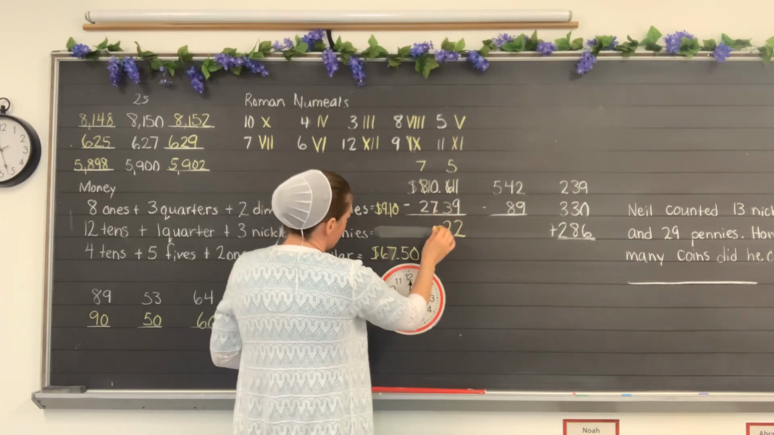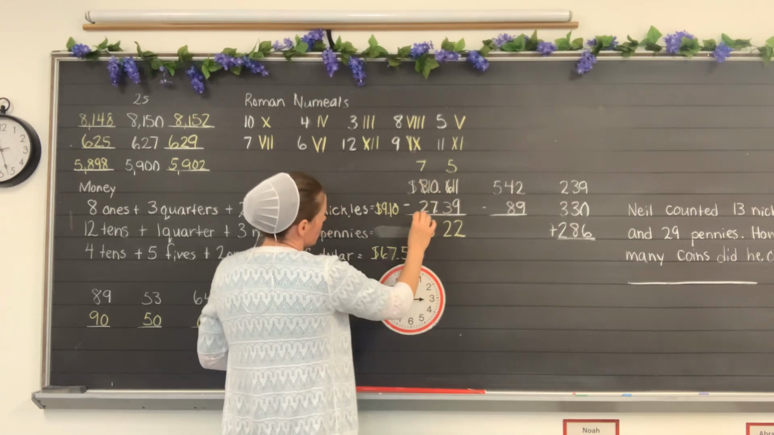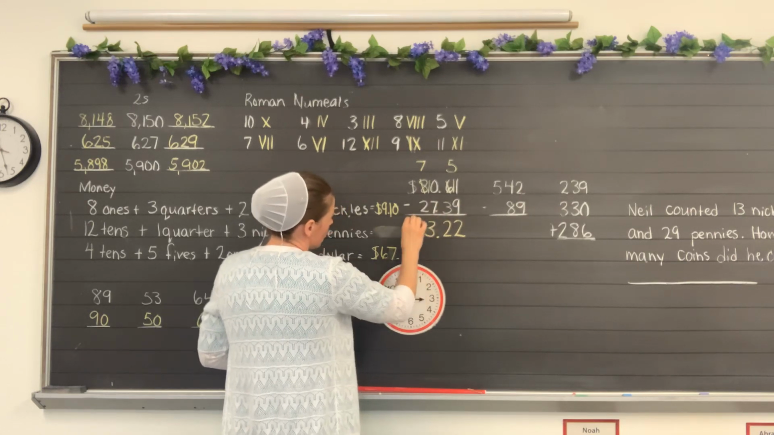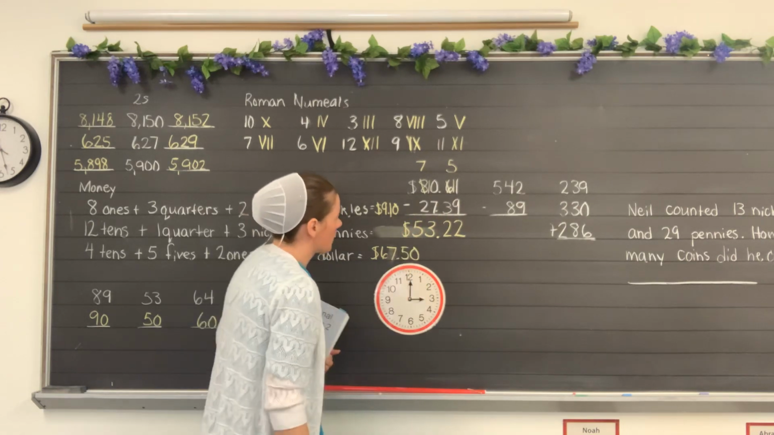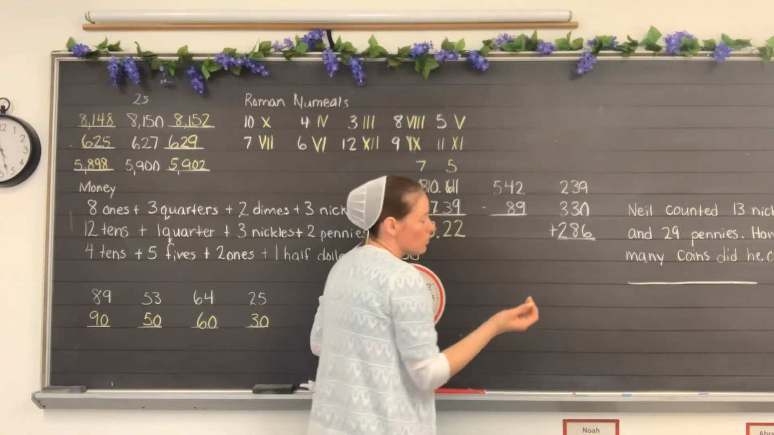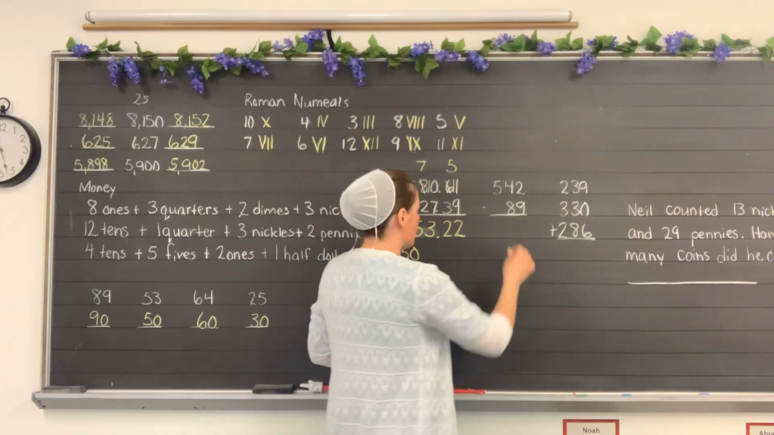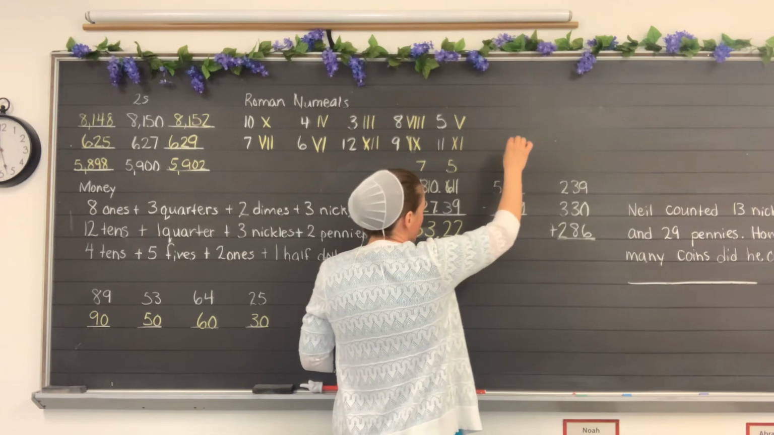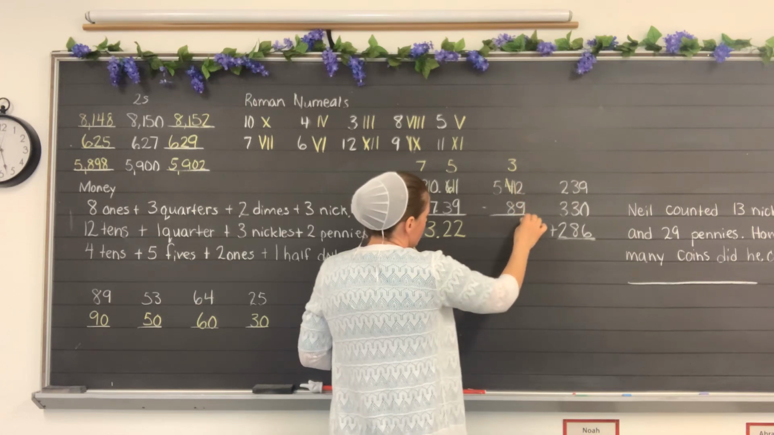10 minus 7 is 3, 7 minus 2 is 5. So we'll put our decimal point in and our dollar sign. Now let's go to this one, 2 minus 9. 2 is less than 9, so we'll need to borrow again. So we'll put a 1 beside the 2, cross out the 4, put a 3 on top. And 12 minus 9 is 3.